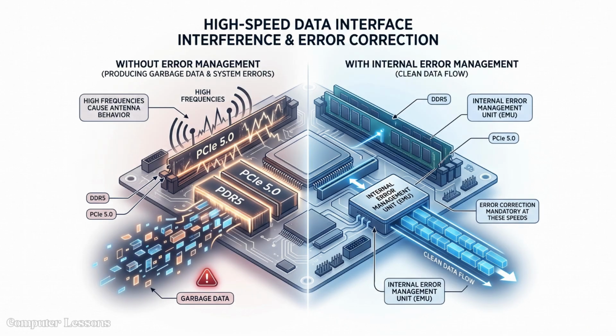High-speed data buses like PCIe5 and DDR5 introduce so much interference that error correction is mandatory. At these frequencies, the wires behave like antennas that pick up stray signals from the rest of the board. Without internal error management, these high-speed interfaces would produce nothing but garbage data and system errors.